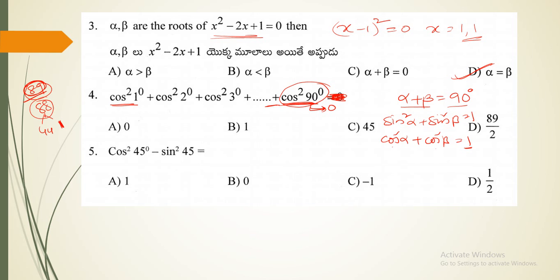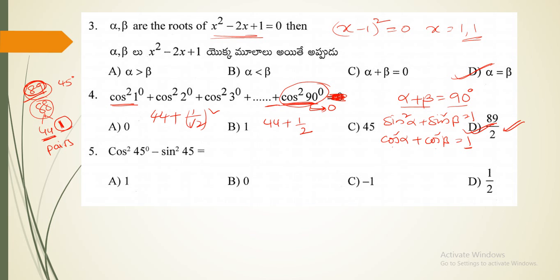So there are 44 pairs, and these 44 pairs make the sum 44 ones, which is 44, plus the middle one. The middle one is exactly the term with 45 degrees, cos square 45 degrees, which is 1 by root 2 whole square. So the value is 44 plus 1 by 2. 2 44s are 88 plus 1, so 89 by 2. So option D is my answer.